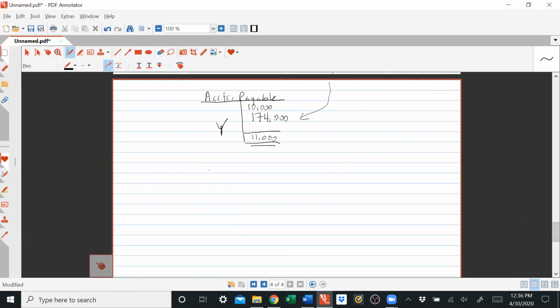All merchandise is purchased on account first, and then we have to pay off those accounts. So Y is the dollar value of all the accounts that were paid off for the merchandise purchases. So 10 plus 174 minus Y equals 11. Rearrange that: Y equals 10,000 plus 174,000 minus 11,000. So we paid $173,000 in cash for merchandise this period.